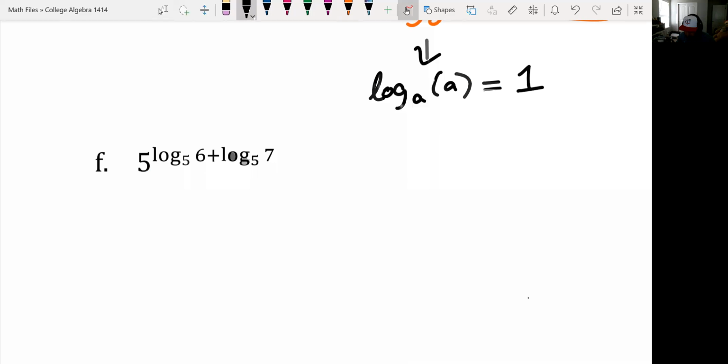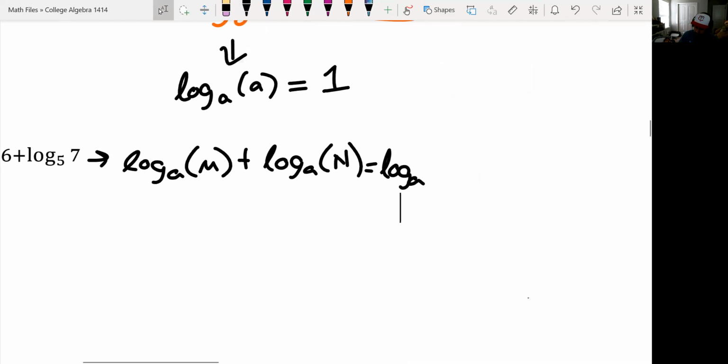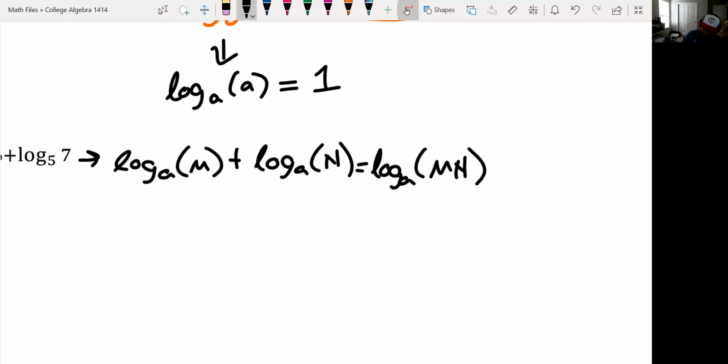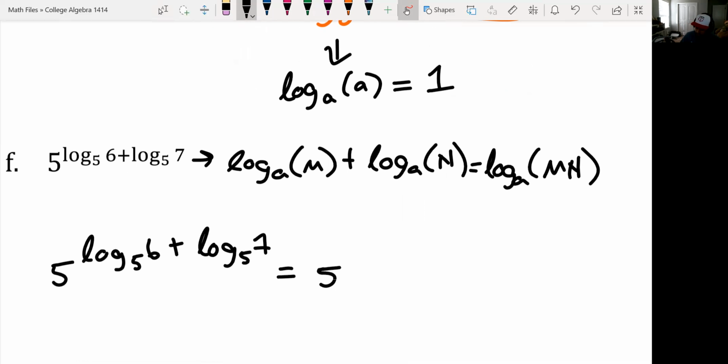So now we have 5 raised to log base 5 of 6 plus log base 5 of 7. So what we're going to do is handle this first. We're going to have to put this into one single logarithm. So once again, this is going to use that log property, log base a of m plus log base a of n equal to log base a of m times n. Okay, so that means that 5 raised to log base 5 of 6 plus log base 5 of 7 becomes 5 raised to log base 5 of 6 times 7.